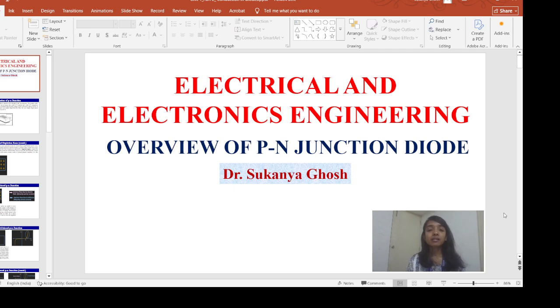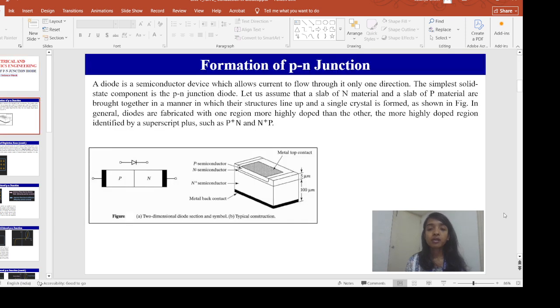So welcome back. In this particular module, we will discuss the overview of the p-n junction diode. So what is a diode? A diode is a semiconductor device that allows the current to flow through it in one direction only, but restricts the current flow in the opposite direction.